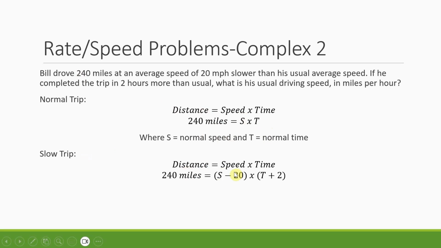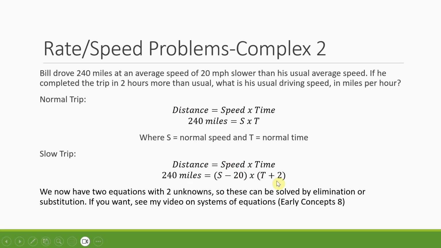Same thing, distance is speed times time, still 240. His speed is going to be 20 slower than his normal, so it's now going to be s minus 20. And make sure you put that in parentheses. And I'm multiplying by his new time, which is 2 hours more than usual, so I have to add 2 to this t. Now I still don't know what this s or t is, so that's as far as I can go with this equation. But that does give us now two equations with two unknowns.